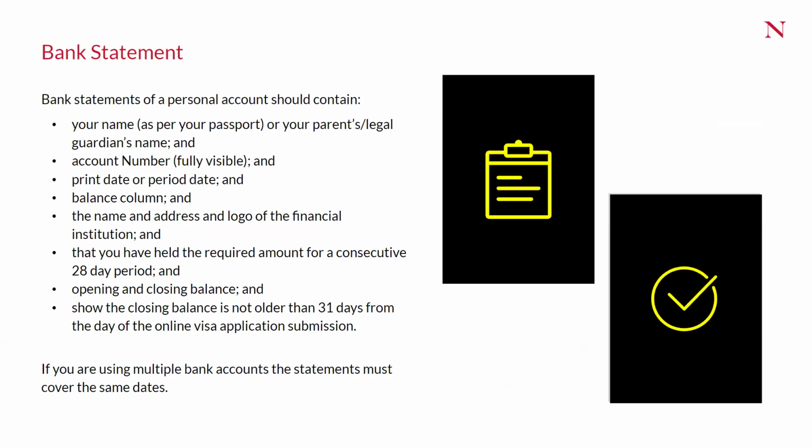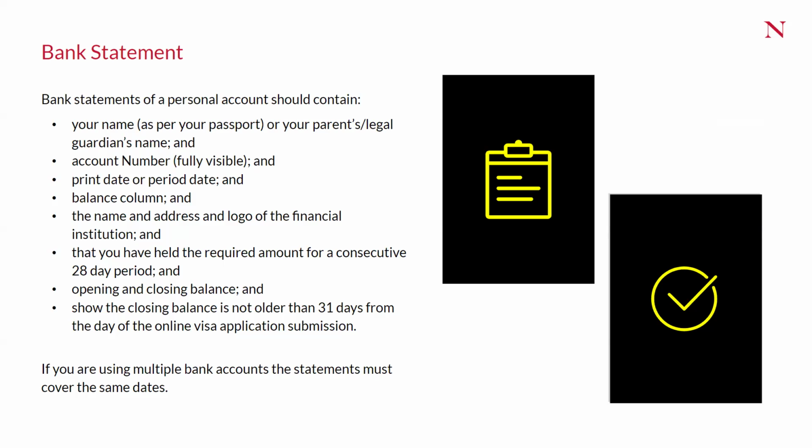Your bank statement of a personal account should contain your name as per your passport or your parents' or legal guardian's name. You cannot use anybody else's bank account to prove your financial requirement. The only accounts you can use for your application are your own personal account or one of your parents' personal accounts. You cannot use business accounts or trust accounts.